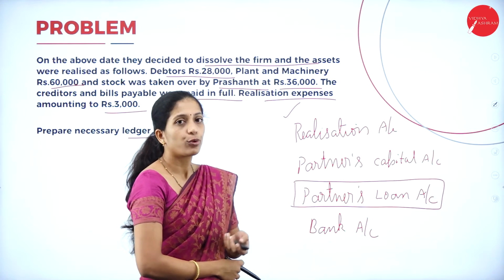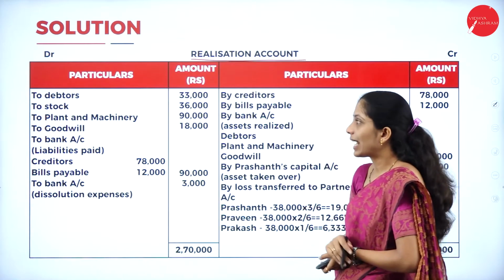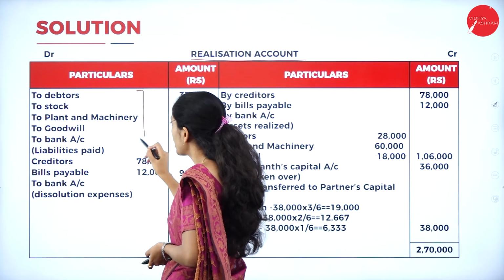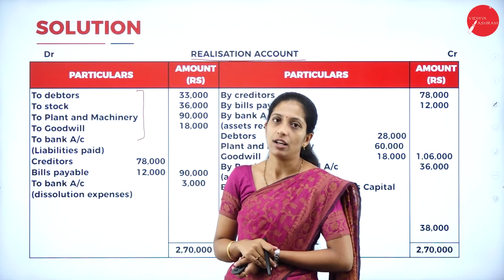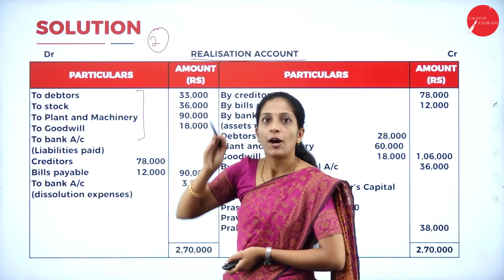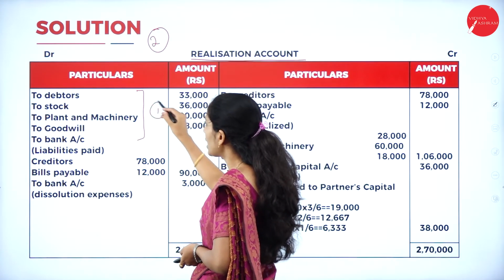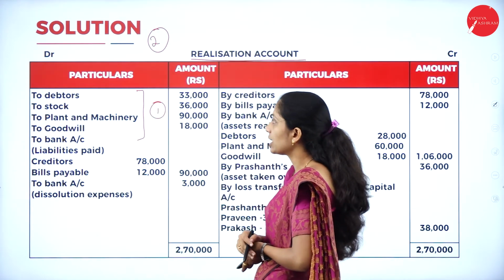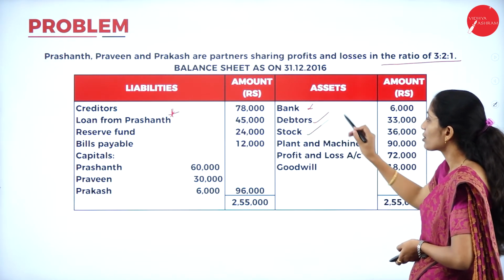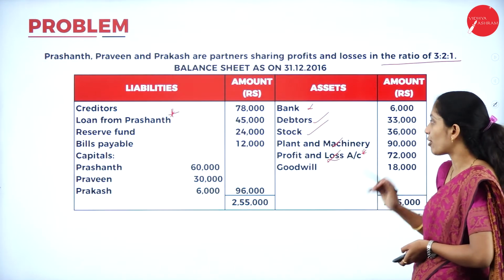Now we shall directly move through the solution. Now how we are going to prepare the realization account? First, bring down all the assets except cash or bank and profit and loss account. So except these two items. Which are the two items? Profit and loss account and cash or bank. So we have to bring all the assets which are given in the balance sheet. Now go through the assets here. So bank we are not going to take, debtors, stock, plant and machinery, and we are not going to take this profit and loss account.